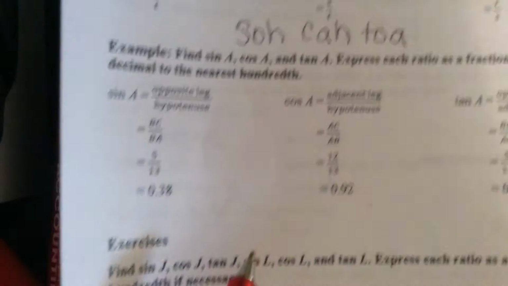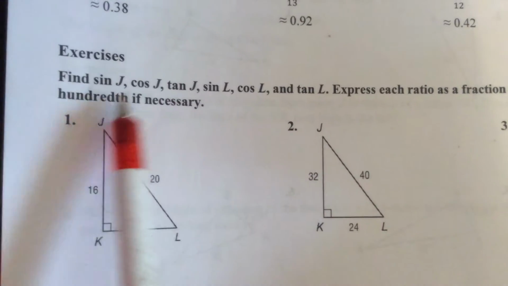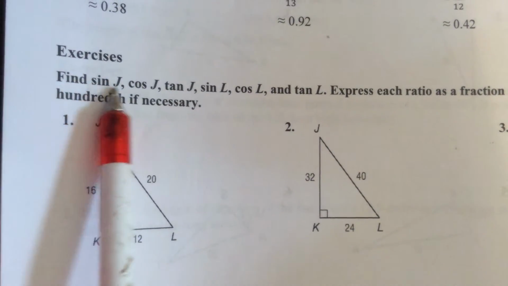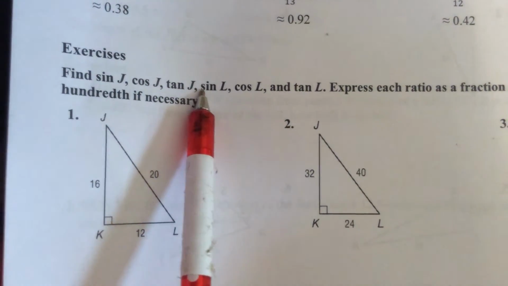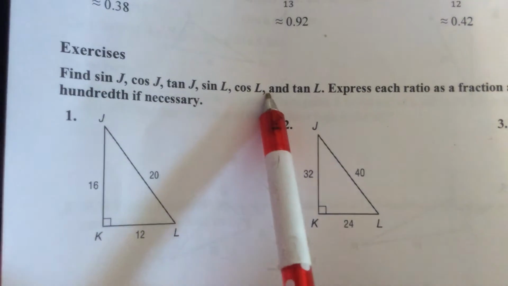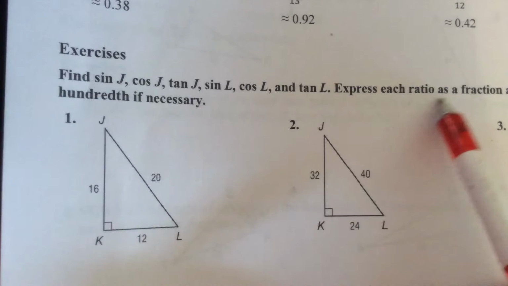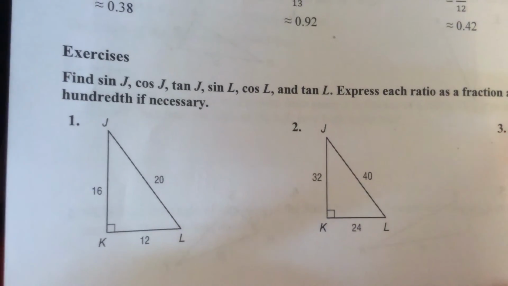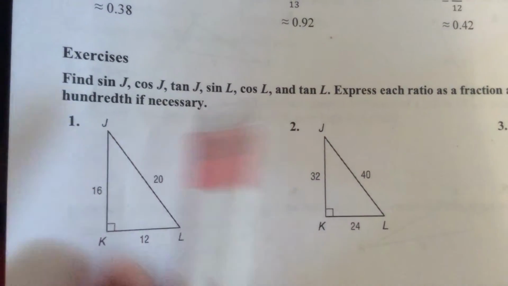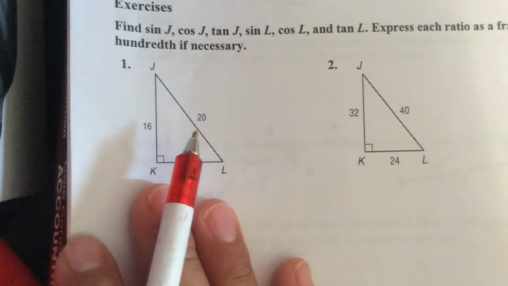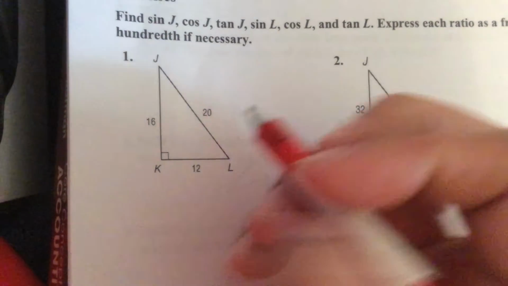Let's go ahead and look at problem number 1. Okay, and for each one of these, we want to find the sine of J, cosine of J, tangent of J, and then the sine of L, cosine of L, and the tangent of L. And then we're going to express each ratio as a fraction and as a decimal to the nearest hundredth if necessary. Okay, so we'll start off with sine of J.